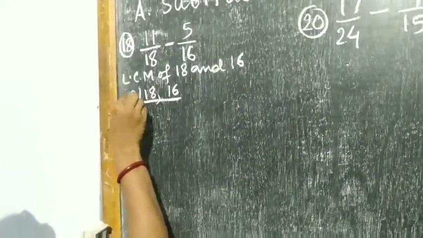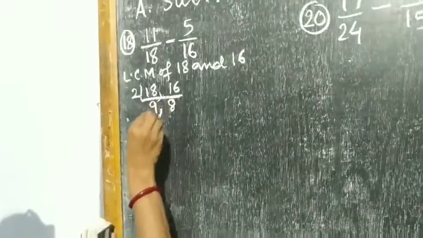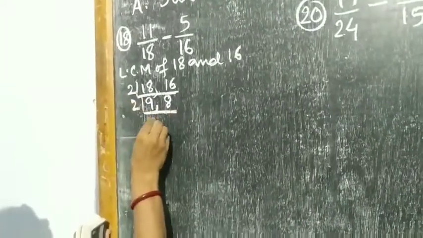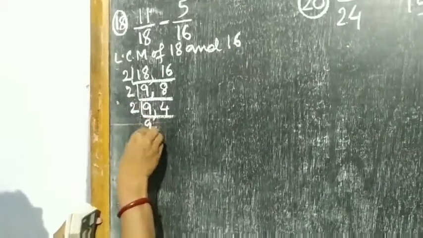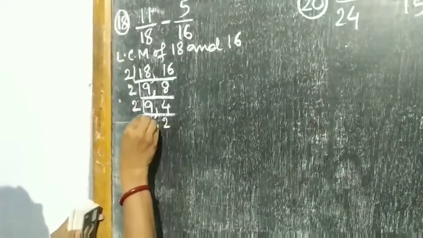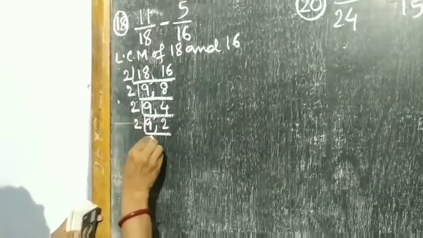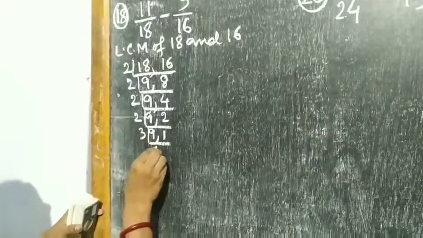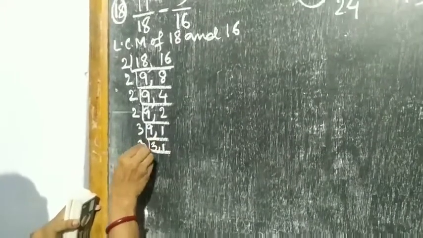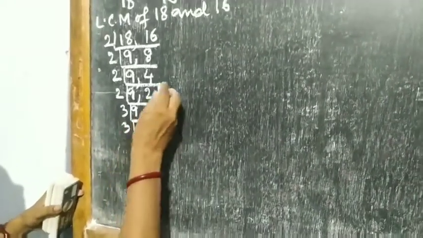So divide them by 2. So 9, 8. Again divide them by 2, 9, 4. Again divide them by 2, 9, 2. Again divide them by 2, 9, 1. Again divide them by 3, 3, 1. Again divide them by 3, 1, 1.